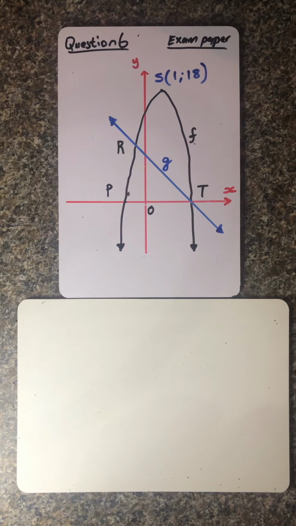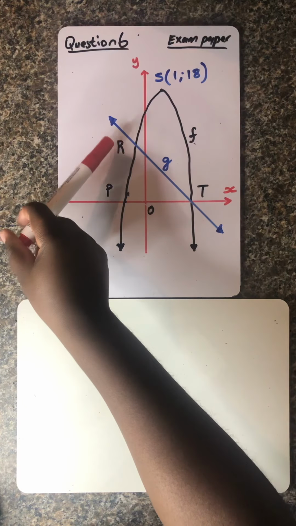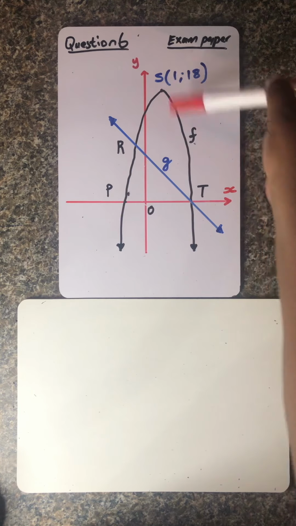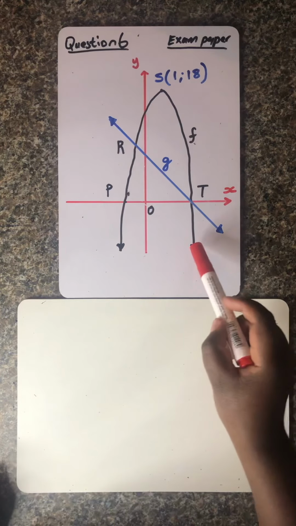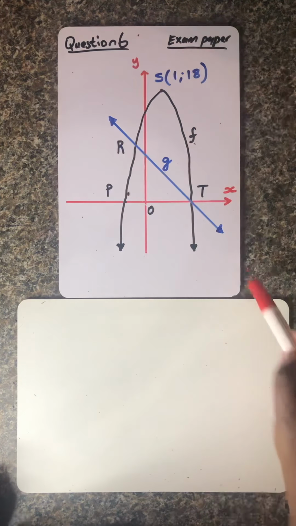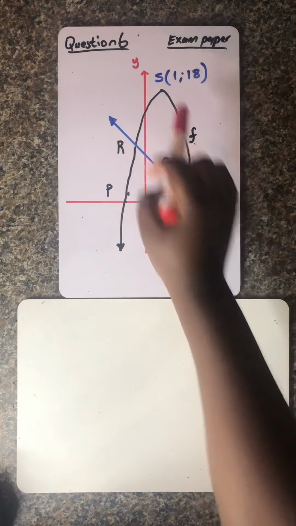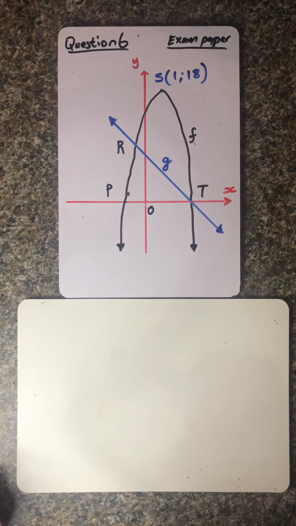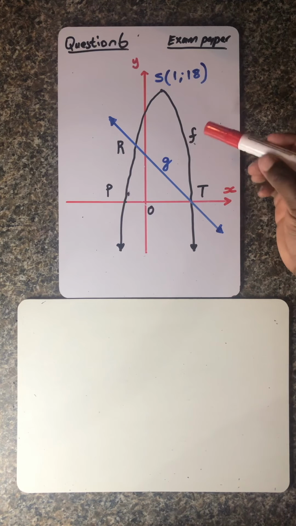I'm not really sure if there's something that I've missed, but quickly, ladies and gentlemen, that point R over there is the point of intersection between these two graphs. And again T is the point of intersection between these two graphs. At point T, both of these graphs intercept with the x-axis. Very important, ladies and gentlemen. Please try to understand what I'm trying to say.